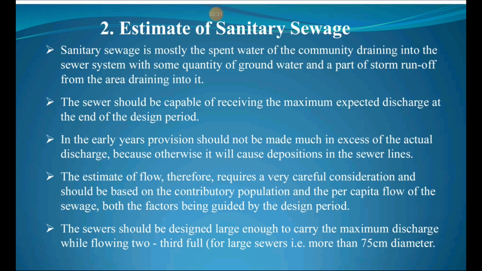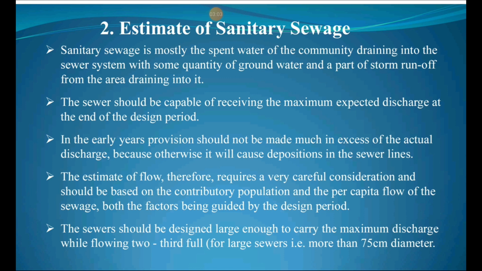So every sanitary sewage consists of mainly 3 parts. The first part is the spent water by the community, the second part is the groundwater, and the third part is the storm runoff. The sewer should be capable of receiving the maximum expected discharge at the end of the design period. In early years, provision should not be made much in excess of the actual discharge, because otherwise it will cause deposition in the sewer lines.